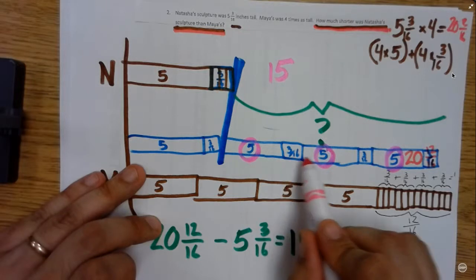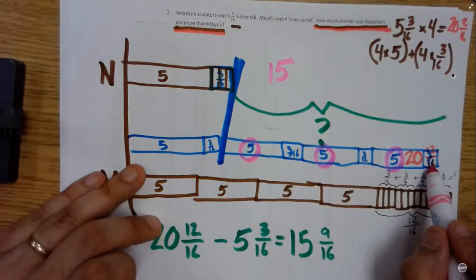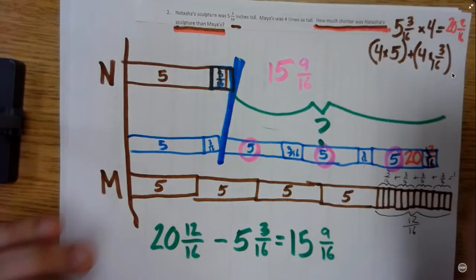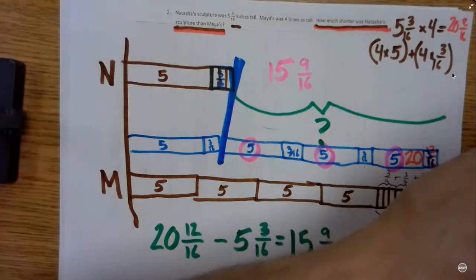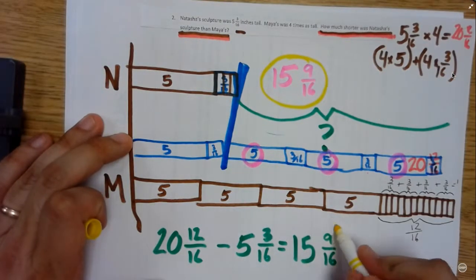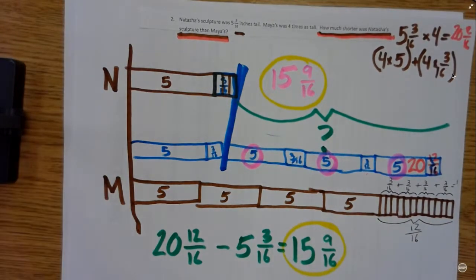And we've got 3 sixteenths, 3 sixteenths, and 3 sixteenths. Well, that's 3, 6, 9 sixteenths, 15 and 9 sixteenths. And you'll notice that we're getting the same answer using 2 different ways of solving it. 15 and 9 sixteenths. I know this looks really messy right now, and it does.